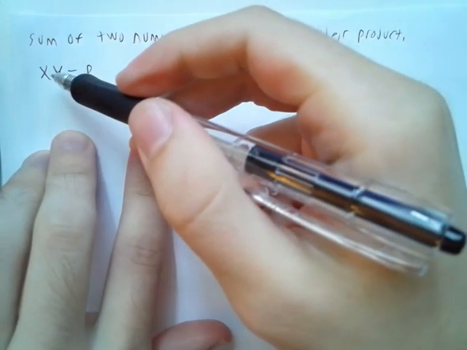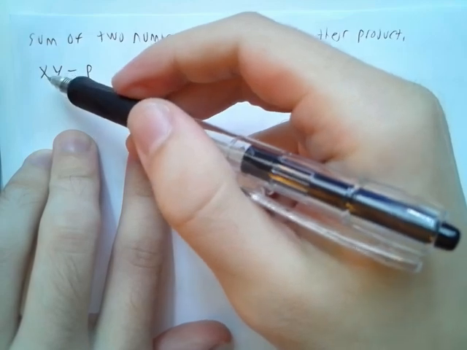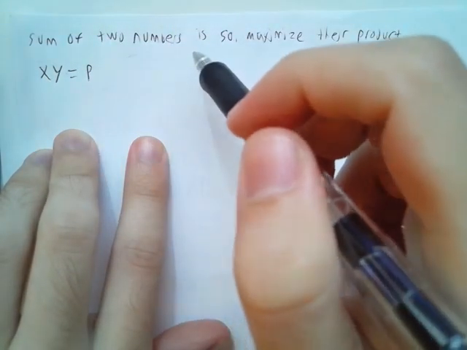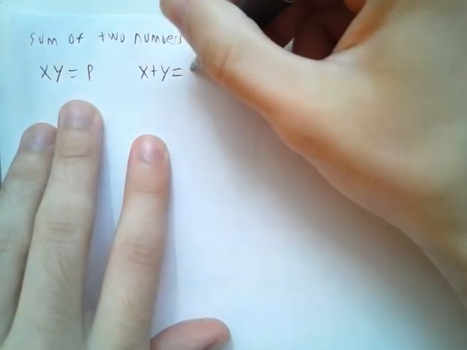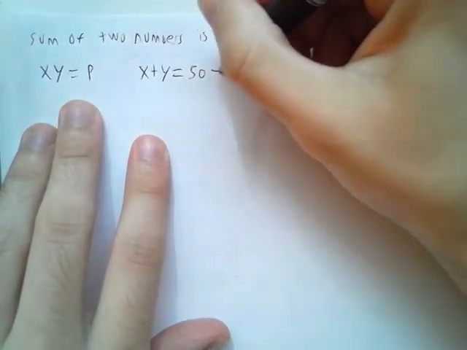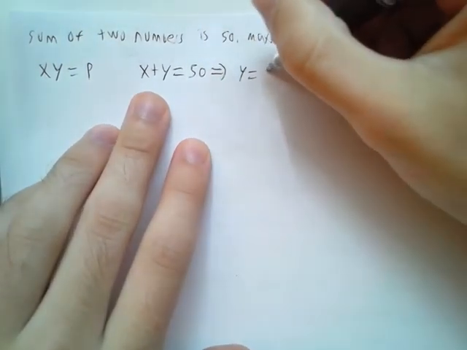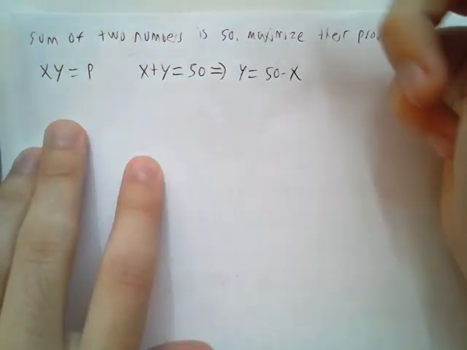And again, notice that we have two variables in our equation, which is problematic. So we want to get rid of one of them. We can do that using this first condition. The sum of the two numbers is 50. So x plus y equals 50. That means that y is equal to 50 minus x. Plug that in over here. We get 50x minus x squared is equal to p.